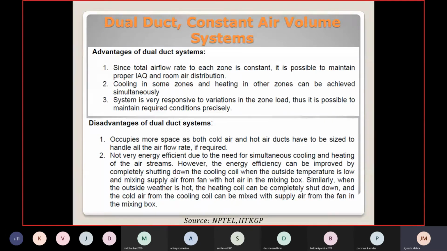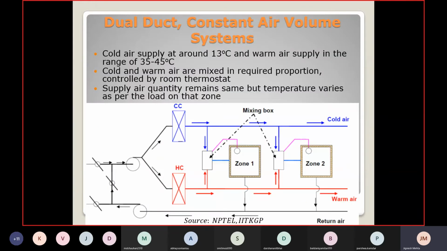Advantages of dual duct systems: since total airflow rate to each zone is constant, it is possible to maintain proper indoor air quality and room air distribution, right? The airflow rates remain same, so the issues with very less airflow rate are not pertinent here. Cooling in some zones and heating in other zones can be achieved simultaneously. So that is one of the distinct advantages. So what may be done is, let's say zone 1 has a cooling requirement, and zone 2 has a heating requirement.